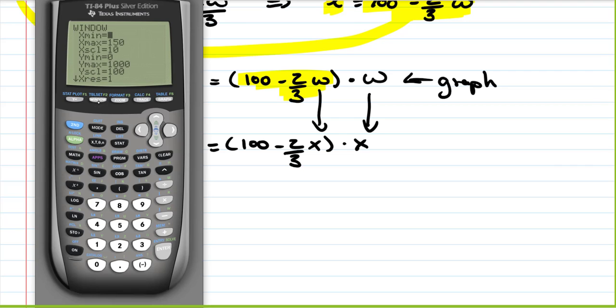So I didn't pick a big enough Y, and it was just a guess, and that might happen. So you just press window again and make a bigger Y max. Well, 1,000 wasn't big enough, so I'm going to make it 10,000, and then I'm going to change my Y scale to 1,000. And when I press graph this time, that was plenty big as a guess. So if at first you don't guess right, that's okay. Just go back into window and keep guessing until you get a window that shows you what you want.